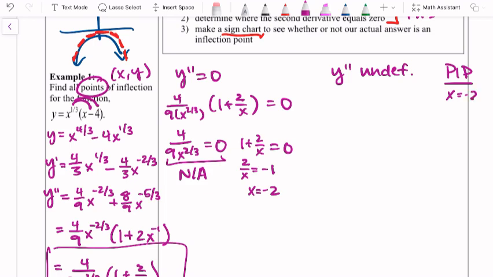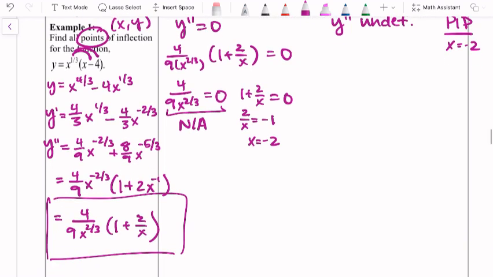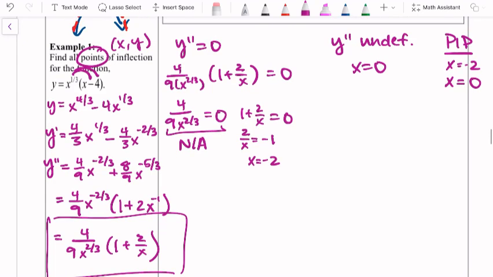X equals negative 2. Okay, next thing that we're looking at is values of x that are going to make y double prime undefined. And in this case, I think it's just easiest to look at our denominators and think, what can't we plug in that's going to make the denominator equal to 0? And I actually think in both cases here, it's going to be 0. So we get our second pip of x equals 0. Okay, so now that we have our potential inflection points, our pips, let's go ahead and make a sign chart.